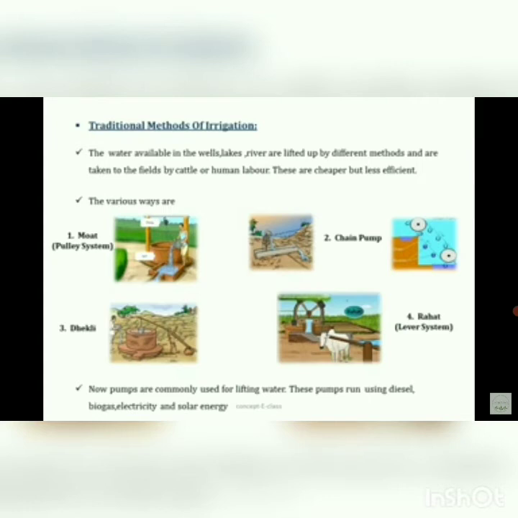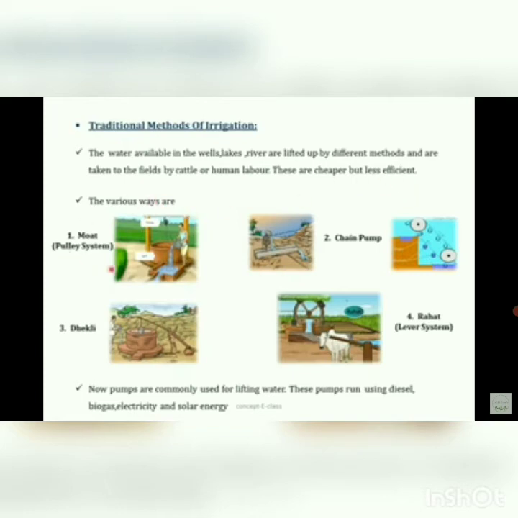There are two types of methods: traditional methods and modern methods. Let's give a brief discussion about each. In traditional methods, water is available in wells, lakes, or rivers, and is lifted by these methods or carried to the fields by cattle or human labor. These are cheaper, but very inefficient, and result in wastage of water.